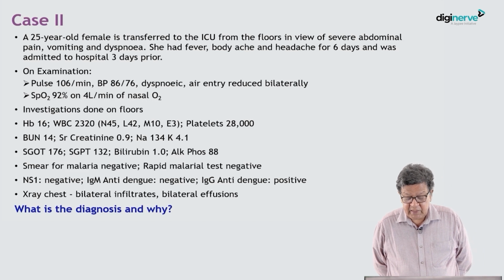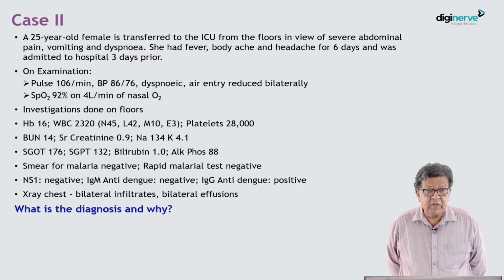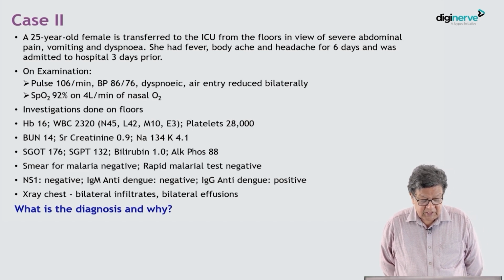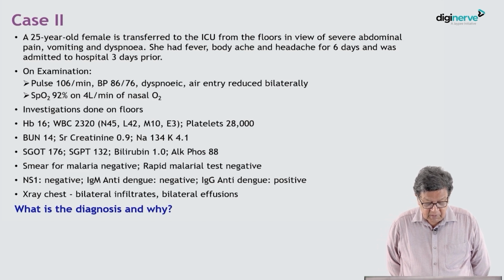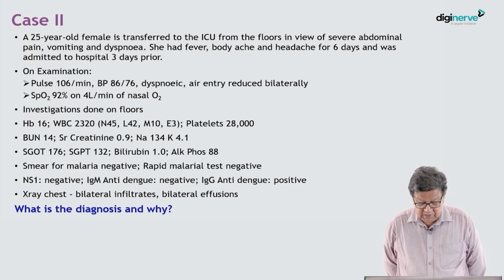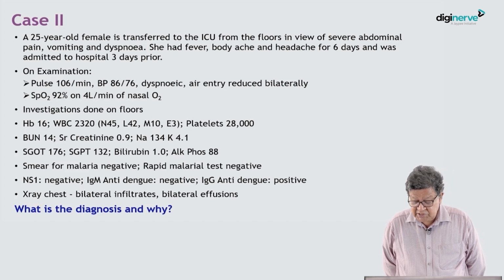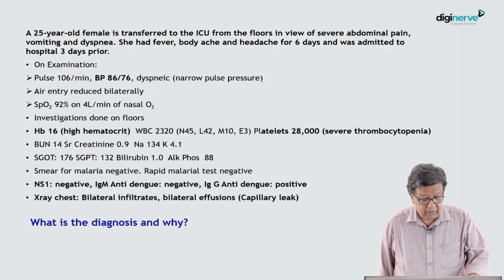She is dyspneic, air entry reduced bilaterally, and her saturation is 92% on 4 liters of oxygen through a nasal cannula. The investigation done on the floor revealed hemoglobin of 16, a WBC count of 2,300, platelets at 28,000, BUN and creatinine were normal, sodium was normal, LFT was mildly abnormal, the smear for malaria was negative, rapid malaria test was negative, NS1 antigen was negative, IgM anti-dengue was negative, and IgG anti-dengue was positive. X-ray revealed bilateral infiltrates and bilateral effusions. So, what is the diagnosis and why?